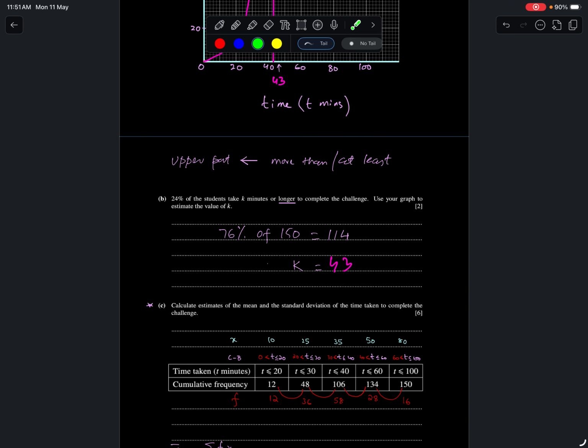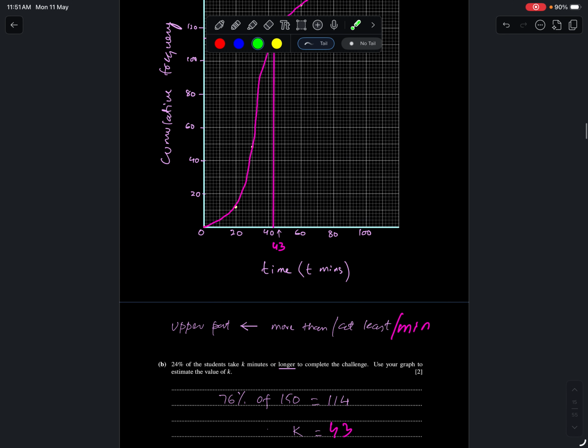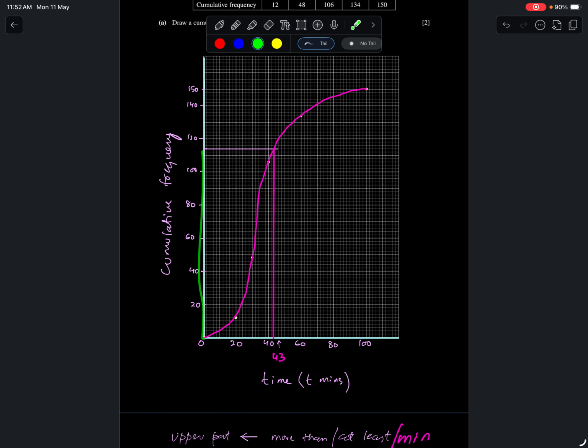Now this part is very important. 24% of students take K minutes or longer. So whenever it says more than, at least, or minimum, for all these terms, always take the upper part of the graph. So 24%, change it, 76% of 150, this is 114, so you have to go from here. This is 114. Now check the corresponding value of this.